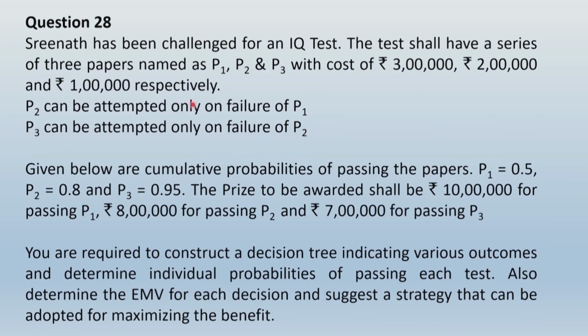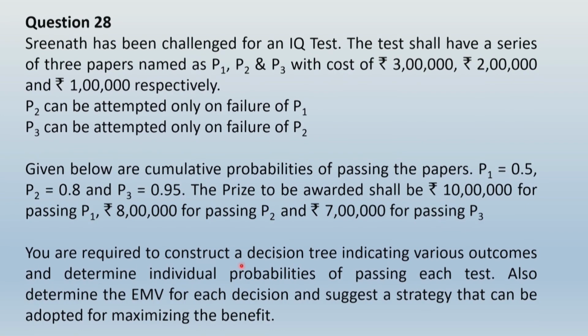P2 can be attempted only on failure of P1. P3 can be attempted only on failure of P2. So these are the conditions mentioned in the question. Given below are the cumulative probabilities of passing papers: P1 is 0.5, P2 is 0.8 and P3 is 0.95. The prize to be awarded shall be rupees 10 lakhs for passing P1, rupees 8 lakhs for passing P2 and rupees 7 lakhs for passing P3.